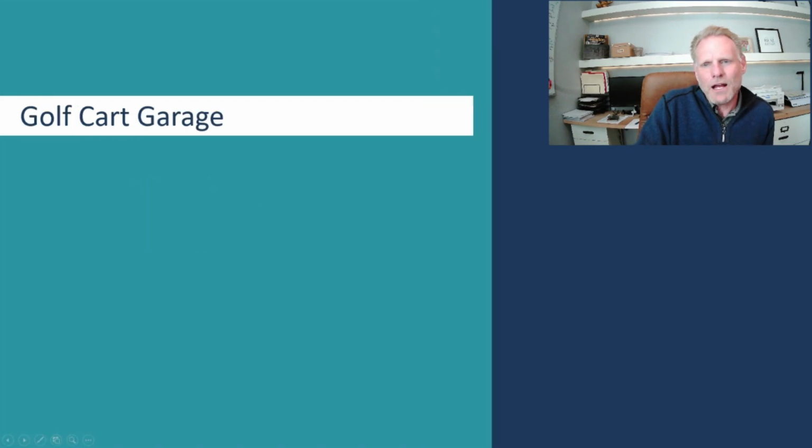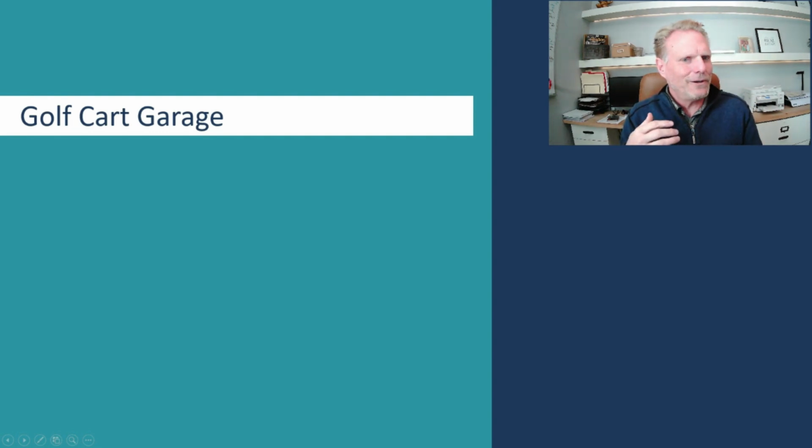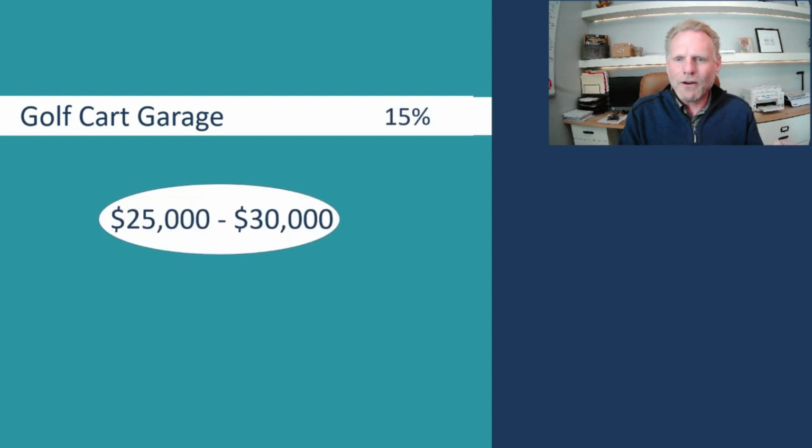All right, golf cart garage. This is a big one, and this one is very simple. If it's vinyl, it adds about $25,000 to the house. If the house is stucco, the golf cart garage adds about $30,000. So I'd say anywhere between $25,000 to $30,000.